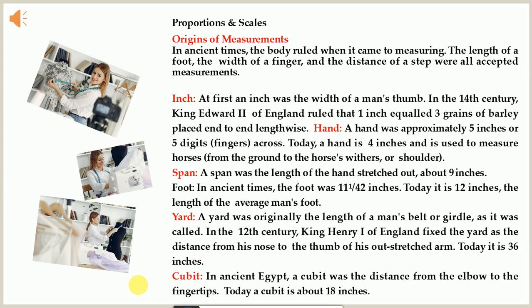Cubit. In ancient Egypt, a cubit was the distance from the elbow to the fingertips. Today a cubit is about 18 inches.